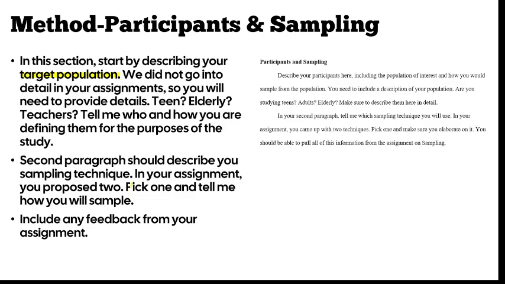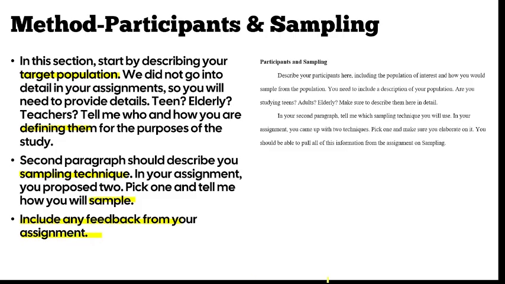This is an underserved population. This population has not been studied very much. Tell me why and who they are and define them for me. Then in your second paragraph, pick one of the sampling techniques that you talked about in your assignment. You proposed 2, pick one, and tell me how you're going to sample your participants. Make sure you include any feedback that you got from your assignment in your paper.